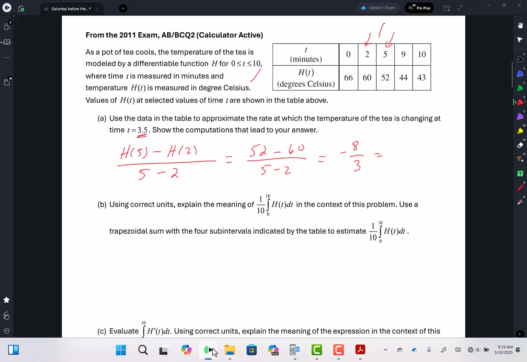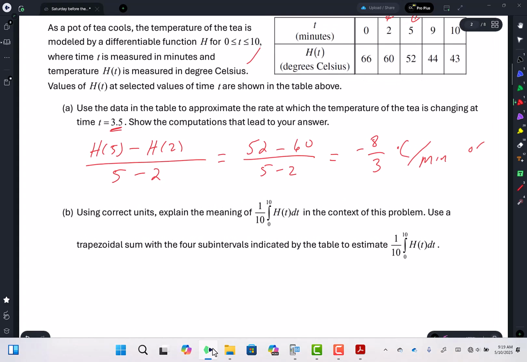And do they want units? Show the computation. Use the data on the printer. You should put units if possible, but this is degrees Celsius per minute. You could also have written, I'll write both of them, negative 2.666 or negative 2.667 degrees Celsius per minute. And you can always write more digits, right? And that's it. There it is. That's letter A.